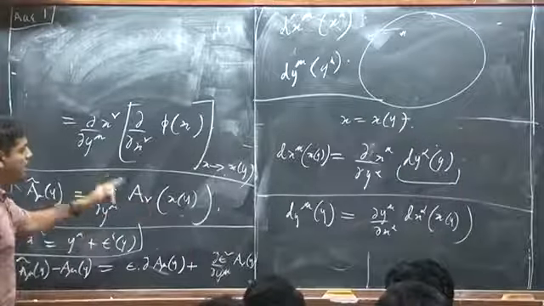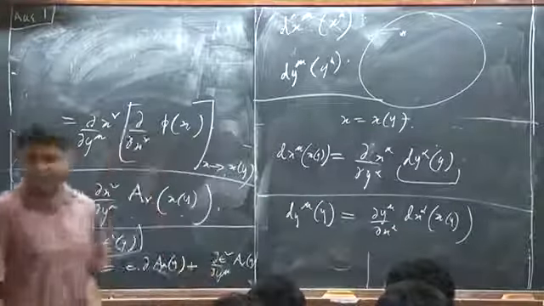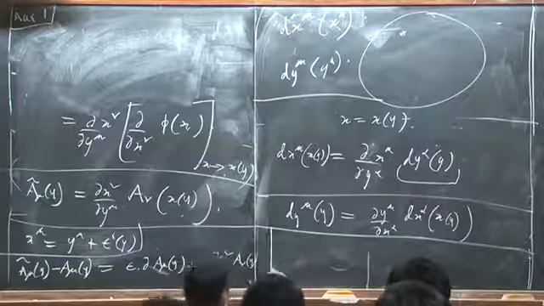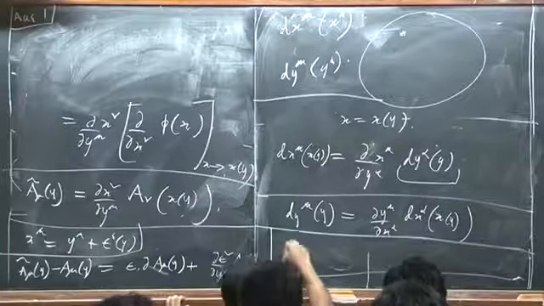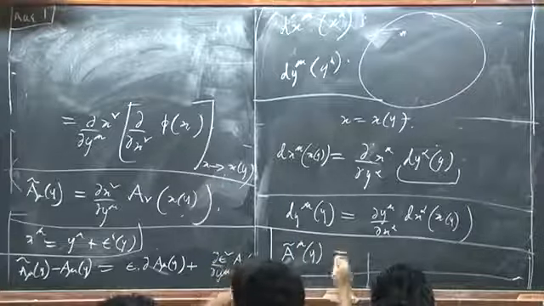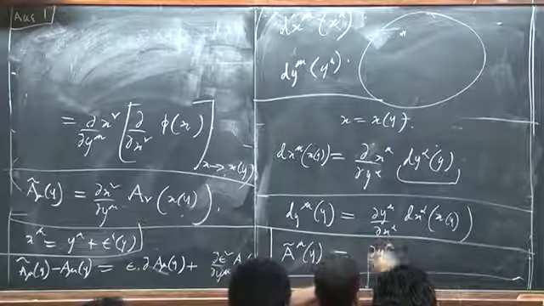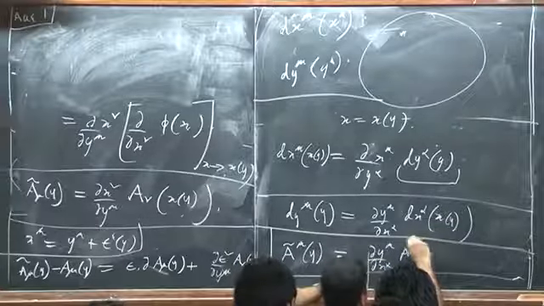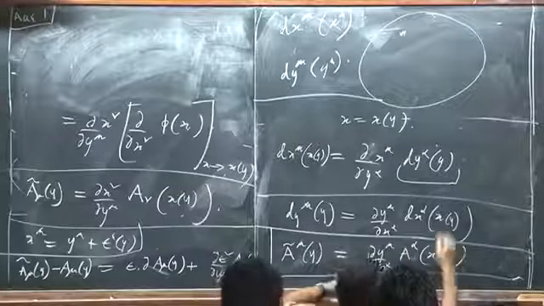Now, any object that transforms according to this transformation rule is called a vector field. And what is the transformation rule? Just to write it down once clearly. The transformation rule is A tilde mu of y, your friend's vector field, is del y mu by del x alpha A alpha of x.